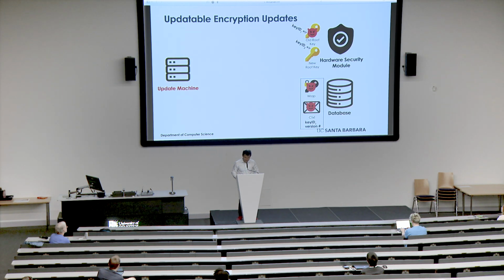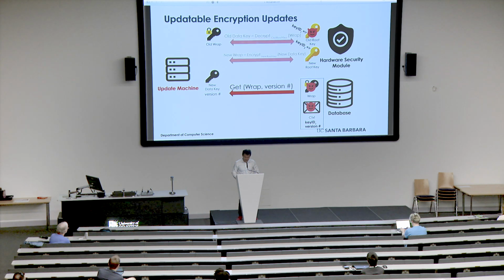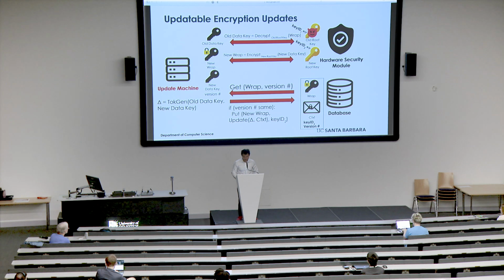Using updatable encryption in QUICKeR, almost everything is the same as naive encryption key rotation, except that instead of downloading and uploading a full ciphertext, we use updatable encryption instead. First, we avoid downloading the ciphertext, only the wrap and version number instead. After generating a new data key and communicating with the HSM to decrypt and encrypt the old and new wraps, the client machine uses the old and new data keys to generate a token delta, which is used to update the ciphertext on the database.